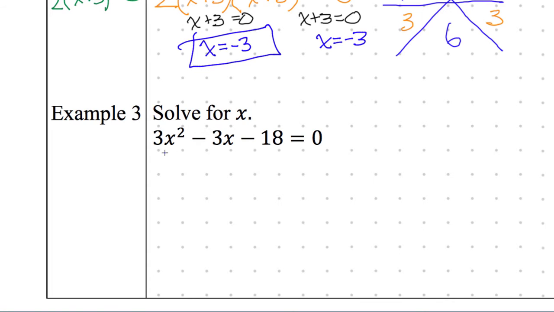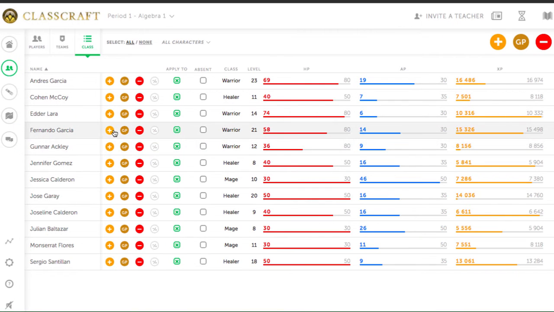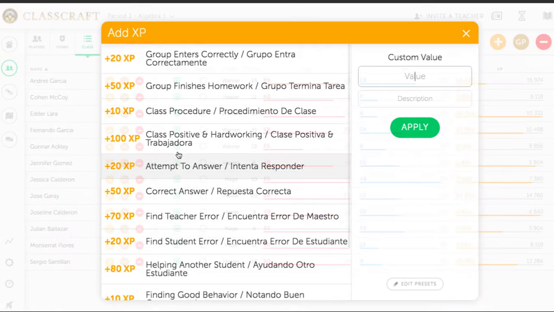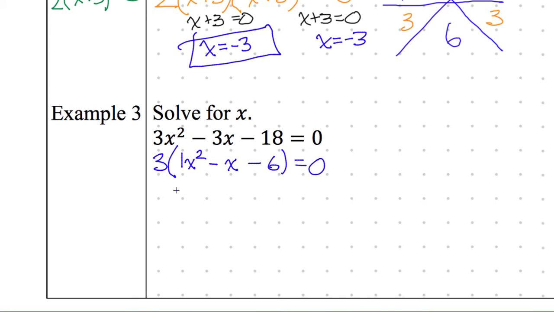Quiet raised hand. Jessica: factor out 3 times the quantity of 1x squared minus x minus 6, parentheses, equals 0. Perfect. Thank you, Jessica. I need someone to do the ninja star for me now. Who's going to do the ninja star? I only see a few hands so far. Monse, yes. -6 on top, okay, and then 1 on bottom.